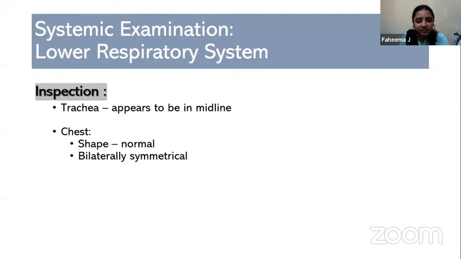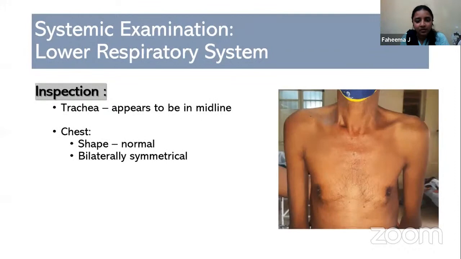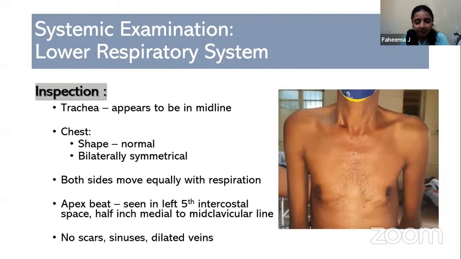Examination of the lower respiratory system. On inspection, the trachea appeared to be in midline. Chest wall shape was normal and bilaterally symmetrical. Both sides moved equally with respiration. Apex beat was seen in the left fifth intercostal space, half-inch medial to the midclavicular line. There were no scars, sinuses, or dilated veins over the chest wall.